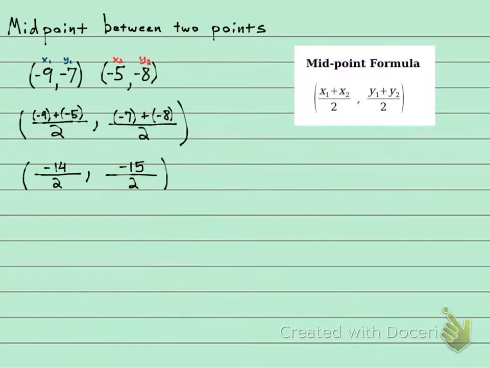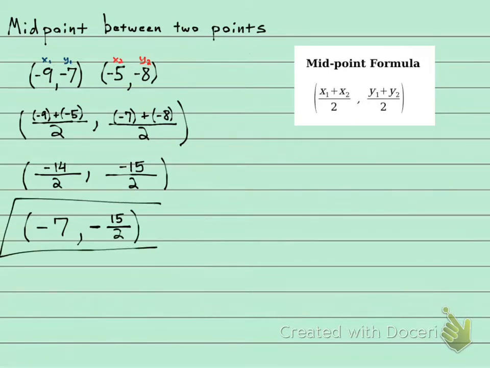Okay, let's see if we can simplify any, and we can. On the left-hand side, -14 over 2, that's -7. And on the right-hand side, -15 over 2, that doesn't simplify. But I am going to bring that negative out in front. So it's like I have a fractional number that is negative. You don't need to keep it in the numerator. Definitely don't keep it in the denominator. And that's -15 over 2.